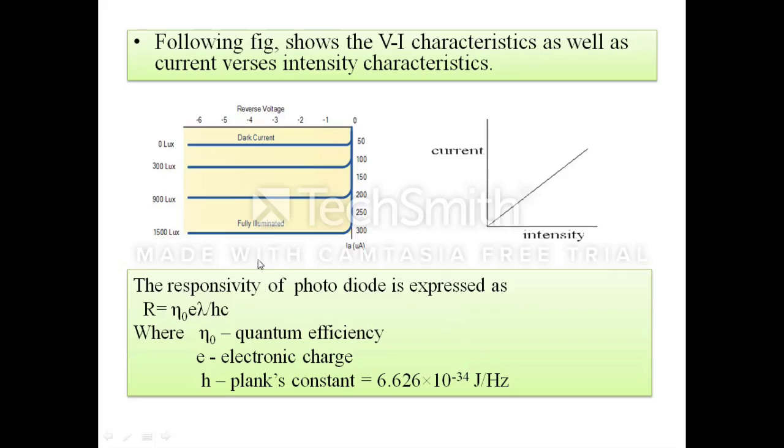See here, see these characteristics. Here the intensity is 1500 lux, therefore the reverse current of the photodiode is about 300 microampere. Here the intensity of light is 900 lux, and the reverse current flowing through the photodiode is 200. It means if we increase the intensity of light, then the reverse current flowing through the photodiode increases. The responsivity of the photodiode can be expressed as R equals eta 0 E lambda by H C, where eta 0 is quantum efficiency, E is electronic charge, and H is Planck's constant.